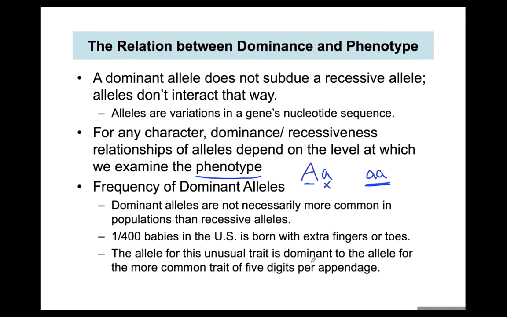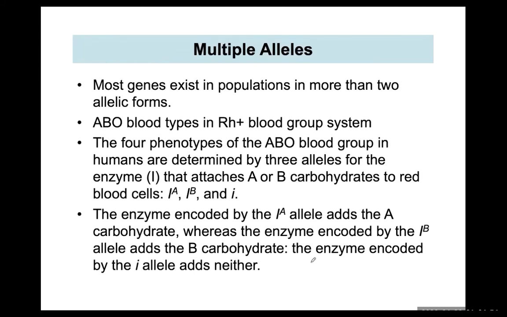Multiple alleles. Most genes exist in a population in more than 2 allelic forms. So far we have discussed inheritance patterns involving only 2 alleles per gene. But some genes can be found in a population in more than 2 versions, known as multiple alleles. The example is the ABO blood type phenotype. The ABO blood group phenotype in humans involves 3 alleles of a single gene.